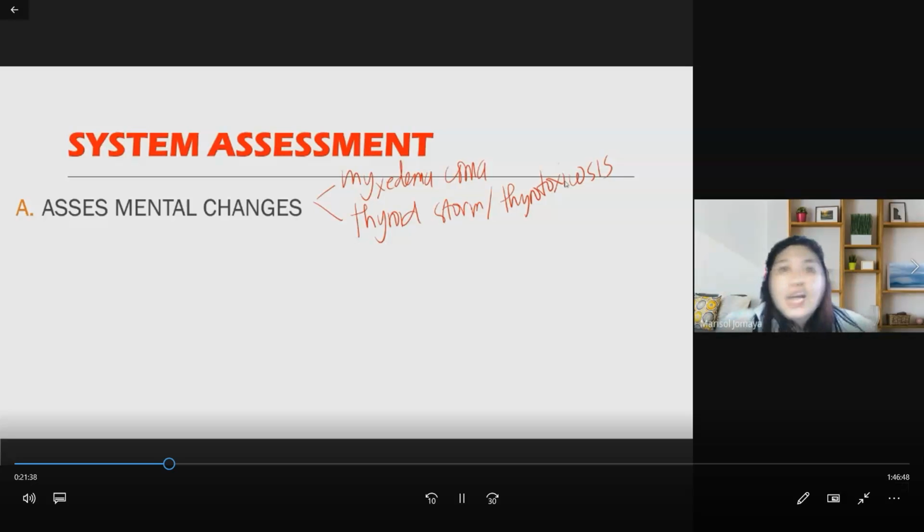In thyroid gland problems, you also have your manifestations of hyper-excitability. Laging anxious yung pasyente mo, laging restless. And that is a manifestation of a patient who has hyperthyroidism. And then another thing is you also have mental retardation. Meron din mga ganun problems with the hormones natin. And then also your mental confusion, as I've mentioned, you have here your myxedema coma and your thyroid storm.